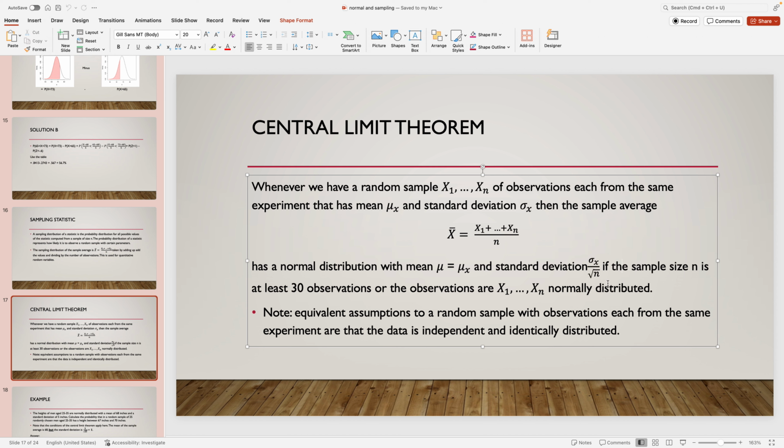So generally, you want at least 30 observations, and this theorem, the central limit theorem, applies no matter if our data is normally distributed or skewed, if we have at least 30 observations. If it's not 30 observations, then the requirement is that each observation is normally distributed.